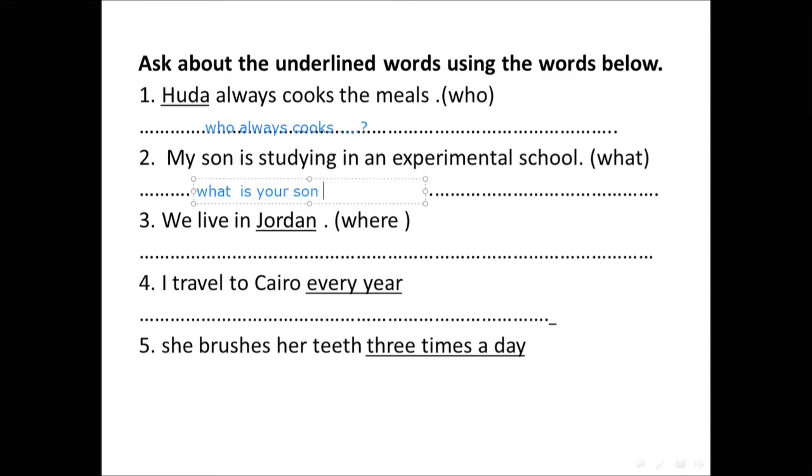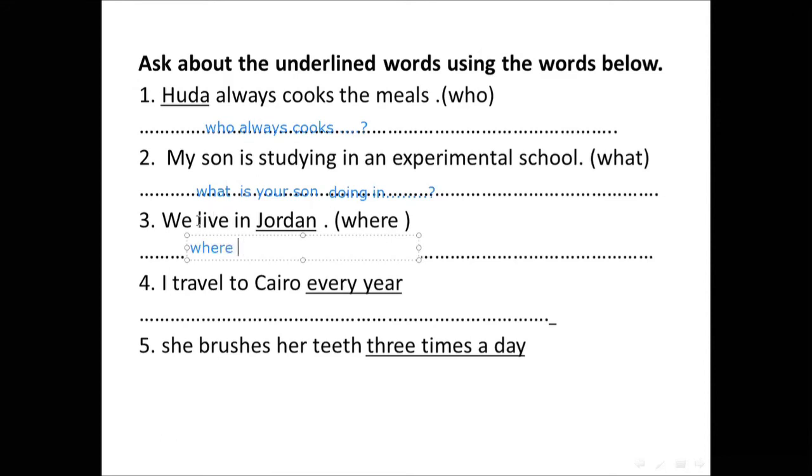What is your son? Now studying, we know this word must be deleted. So doing. What is your son doing in experimental school? You can say the answer, he is studying. What is your son doing in experimental school? He is studying. Okay.